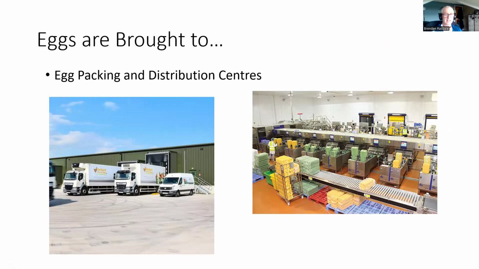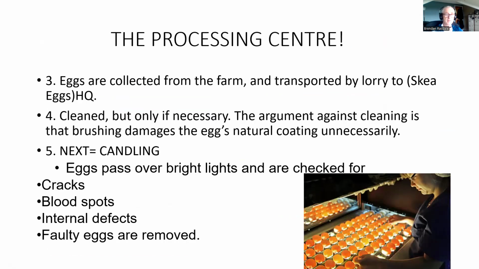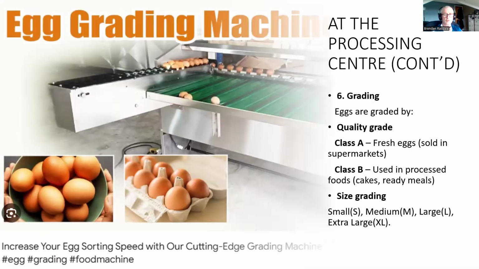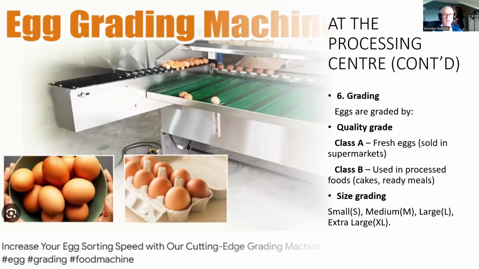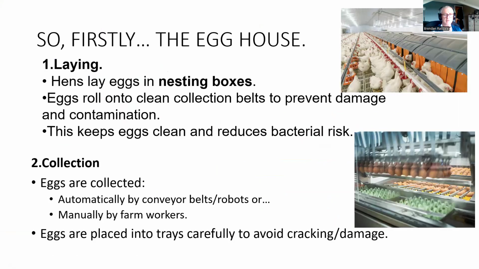Okay, brought to egg packing distribution centers. And these are big parts of the process then. So they're transported from the farm, cleaned, not always, candled. Okay, watch out for that one. They're passed over bright lights. Graded, so candling, graded, put into the right grade. Stamped. Okay, so we can connect. So it's very important to go back even over those, right?